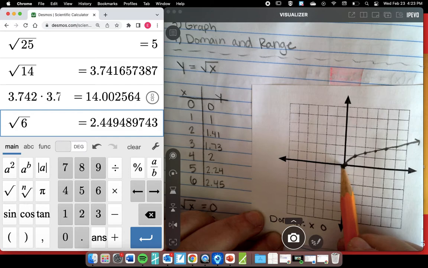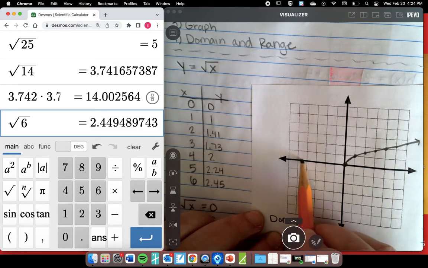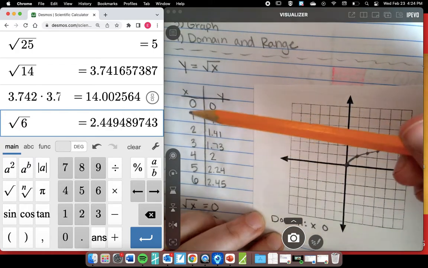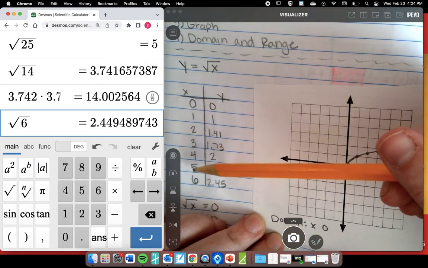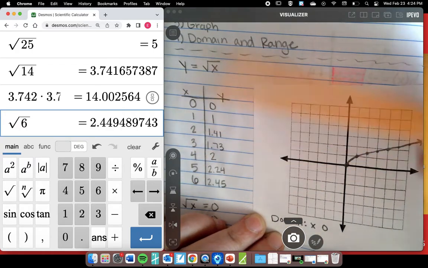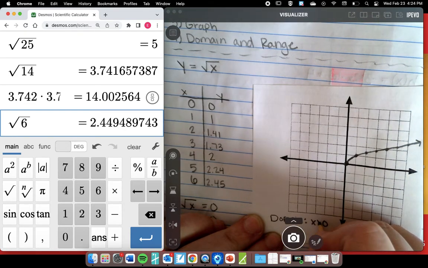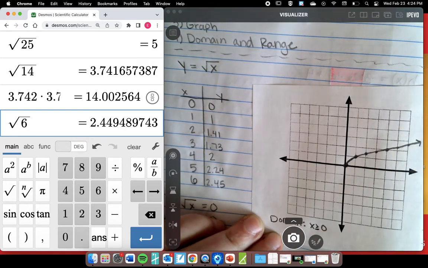And I'm going to think on my x-axis, am I doing numbers bigger than 0 or less than 0? If I'm not sure, I can look back at my table. Are my x's bigger than 0 or less than 0? And they're bigger than 0. So we're going to do x is greater than or equal to 0.